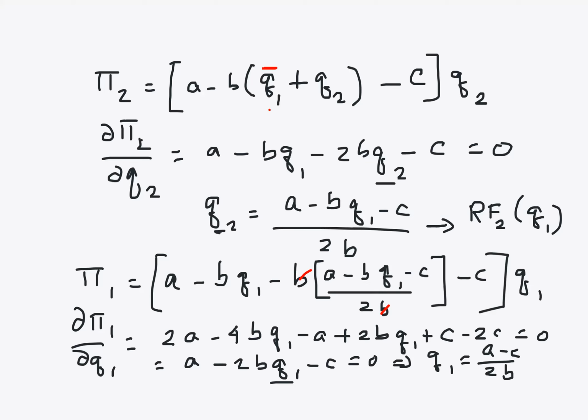So next we need to find out, if firm 1 chooses this output, how much would firm 2 choose in response to it in the second stage. So this can be plugged back into the reaction function of firm 2. Instead of Q1 here, you can just plug in this value, A minus C over 2B, and then that will give you the value of Q2. So if we do that, let's go and do it here.